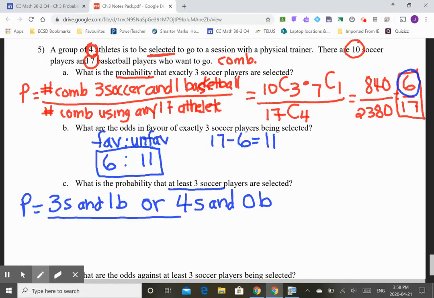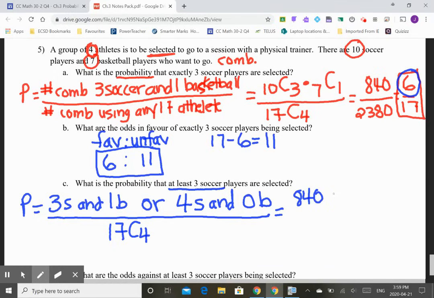Our denominator is the exact same denominator from Part B. That hasn't changed. Our total number of combinations is just the combinations using any of the 17 athletes. So I'm just going to fill this in with 17 choose 4. Let's go to our numerator and figure out what numbers we're going to put there. Well, 3 soccer players and 1 basketball player, we did that above. We know the number of combinations there. That's 840, so no need to write that out again.